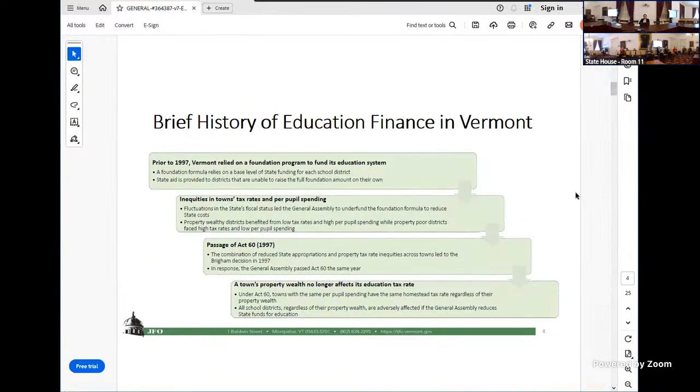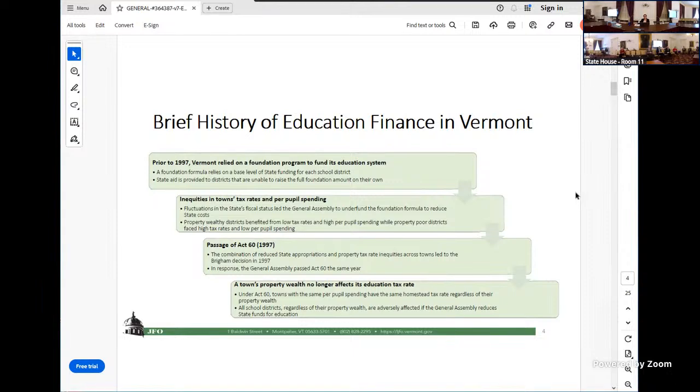So a brief history. I know that the words are really small. These slides are also posted on the Ways and Means Committee page on the sidebar next to the links, and really are meant to be more of a resource if you want to go back and look at the slides later on. But just thinking about how, over the past 20 or so years, we got to where ed finance is currently in Vermont.